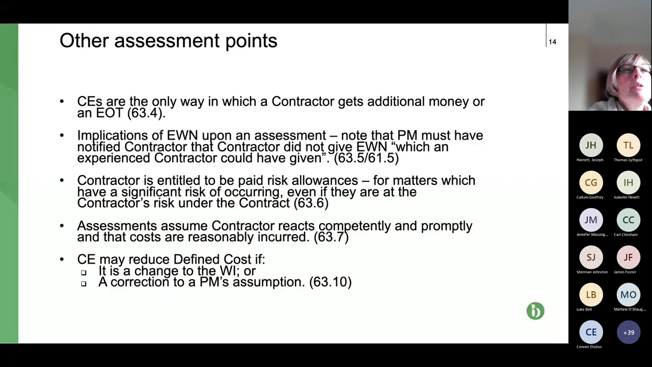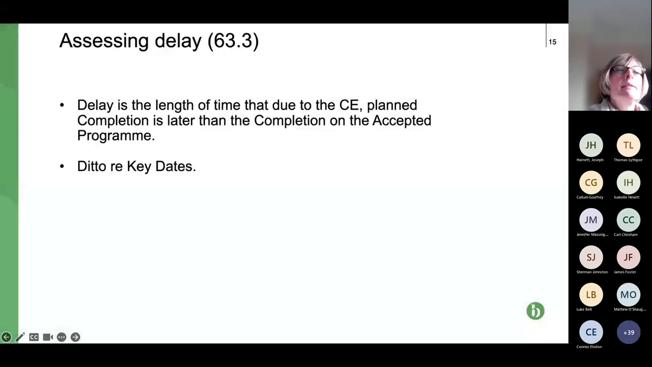Fourth bullet point. The CE is assessed on the assumption that the party doing the work, the subcontractor, reacts competently and promptly and that costs are reasonably incurred. So that's to avoid a situation such as the contractor just being really slow and claiming the cost under a CE, or the contractor putting a load of staff on site to claim lots of money on a CE. So it's to regulate what the contractor's entitled to claim, and ditto with materials, can't necessarily go to the most expensive supplier. So if we can move on to the next slide, please.